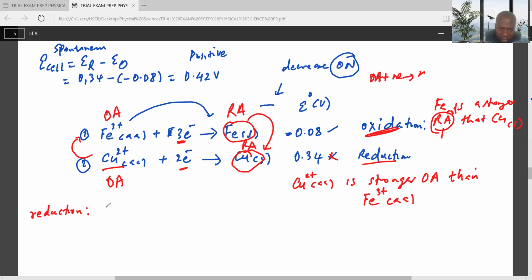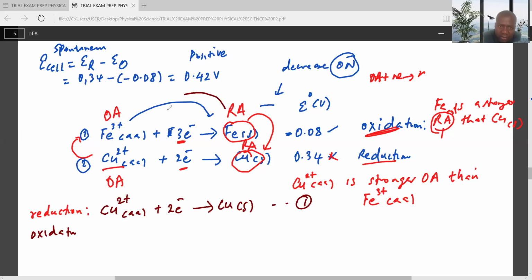So we're going to say copper 2+ as an aqua plus 2 electrons, then gives rise to copper. Question 1. Now we have to write oxidation. Remember, the reaction was written as reduction, but to write it as oxidation means we must have a decrease. We must start from this side going there. So this is what we're going to get.